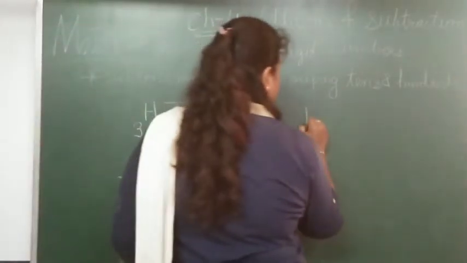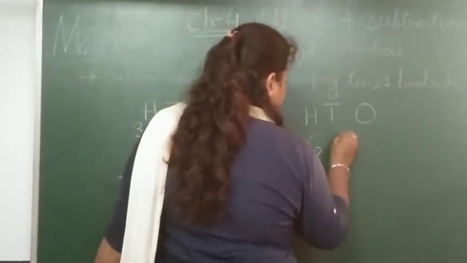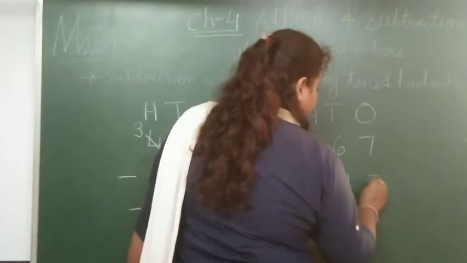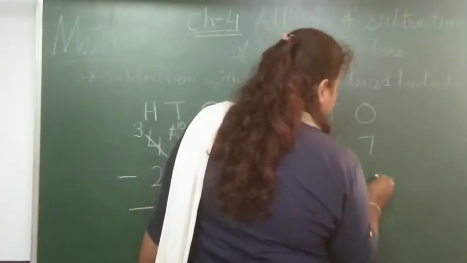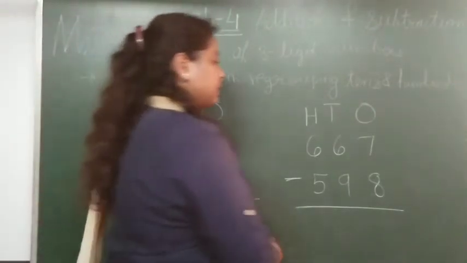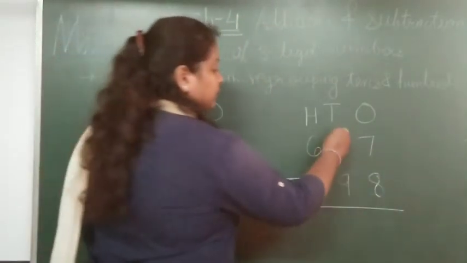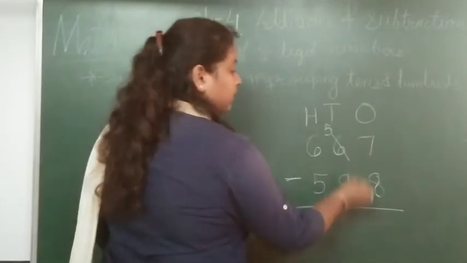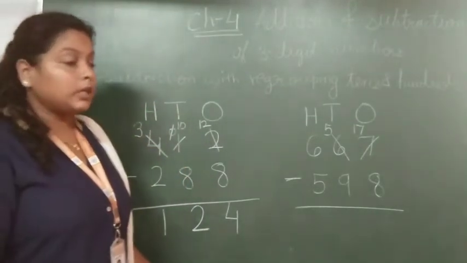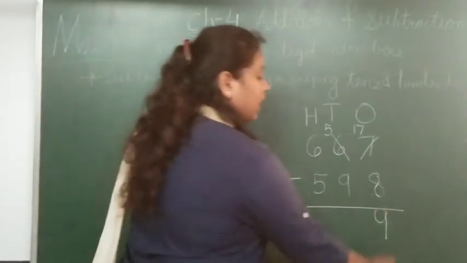Okay. Next, hundreds, tens and ones, as we are writing, here I will write 667 minus 598. Okay. So what we have to do? Yes, we will start from the ones place. 7 minus 8. That is not possible. So we will cut this number, write the before number, and write 17 over here. Now from 17 you have to subtract 8. So that will give you number 9.